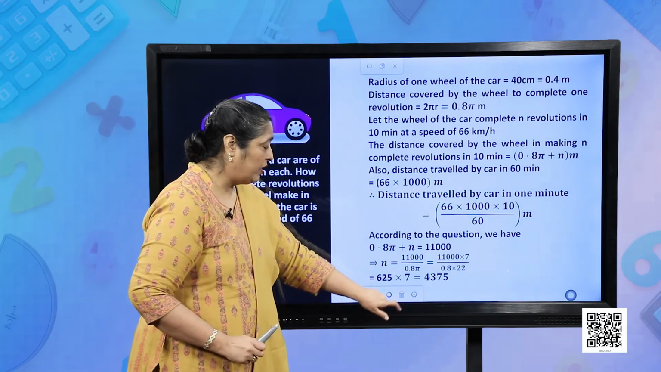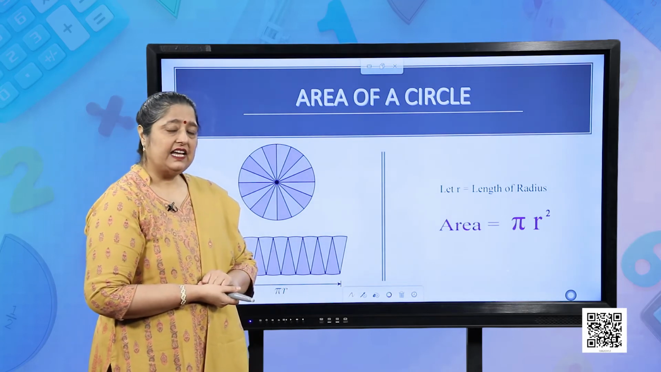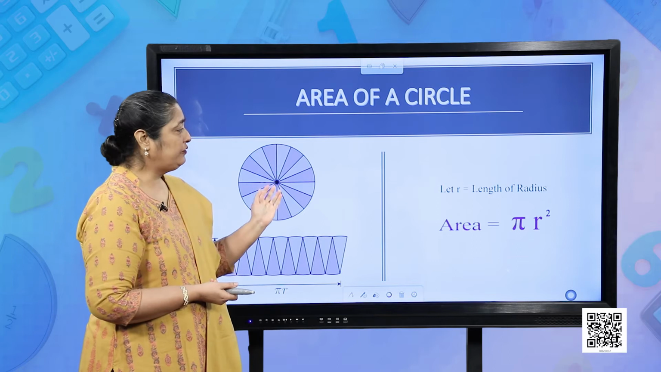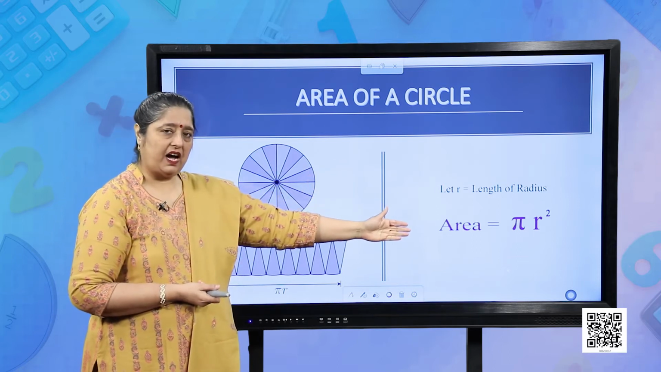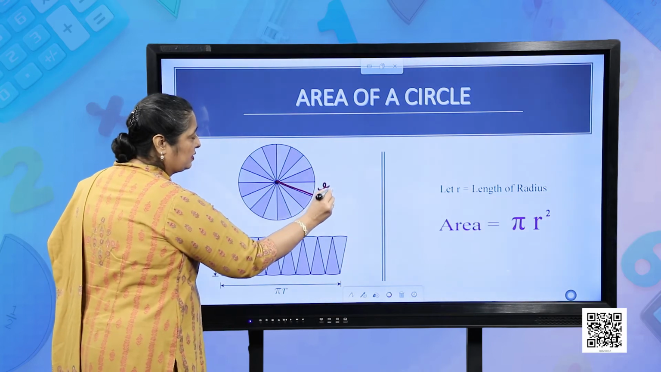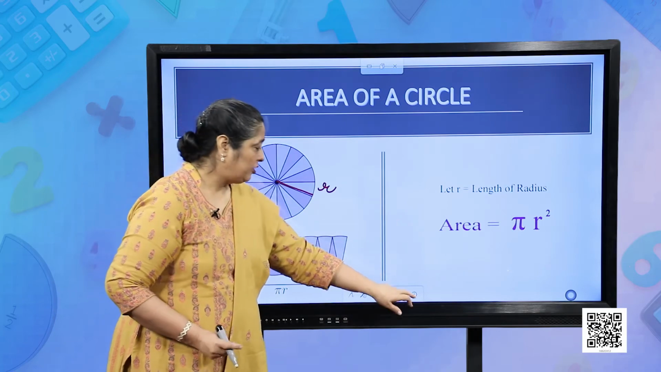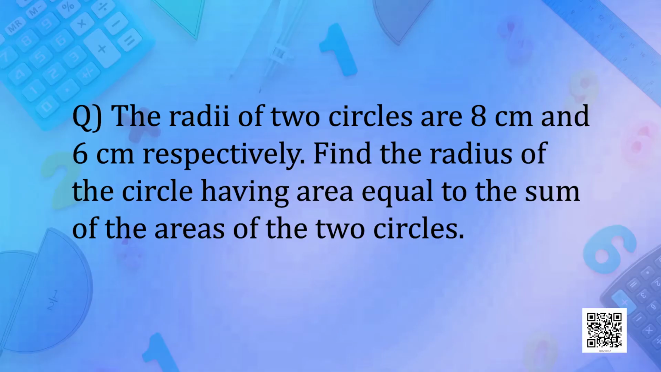Now, let us move forward to the area of the circle. You have also done this in your previous years. The area of the circle can be given as pi r square, where r is the radius of the circle. So, this is the circle's area. Now, let us move forward and solve some questions.